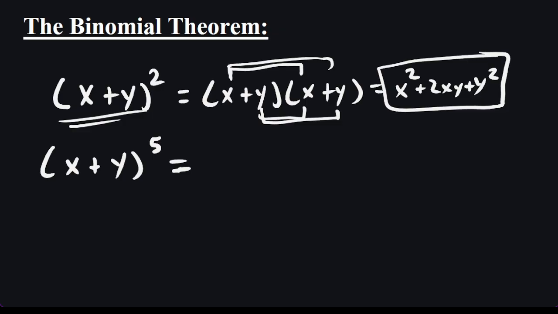You could do it manually by using FOIL and then distributing and double distributing throughout every single term, but this is very tedious and it takes a long time to do. So the binomial theorem helps you expand binomials like this with a high exponent quickly, because there is a pattern. There's actually a pattern whenever you expand a binomial. And that's what the binomial theorem is all about.